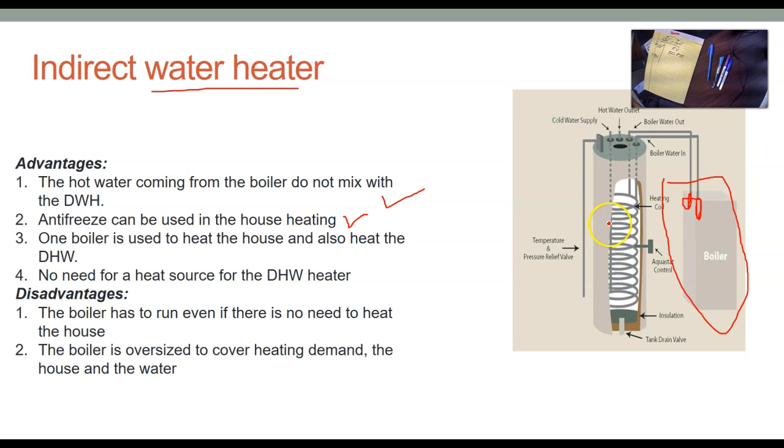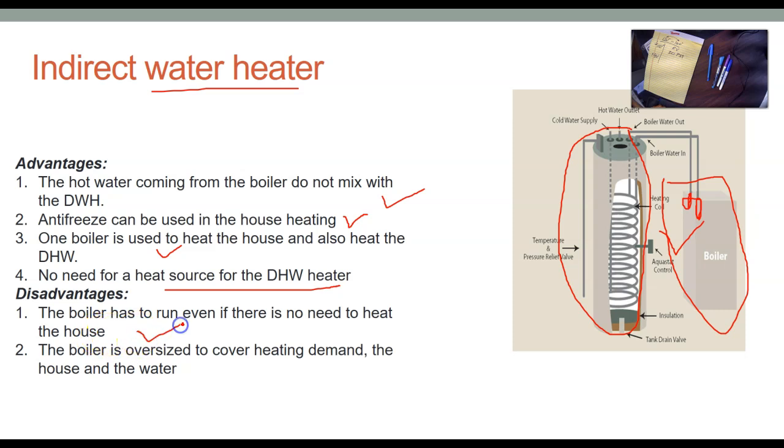Small leak, it could be problematic with using cooking water for antifreeze, which can be very toxic. One boiler is used to heat the house and heat domestic hot water, so that's a little bit also a good idea, but can work against you in the summertime because you have to turn on your boiler even though it's summertime. No need for heat source for domestic hot water. I mean, independent heat source. And these tanks are a little bit cheaper usually than other tanks with their own heat source.